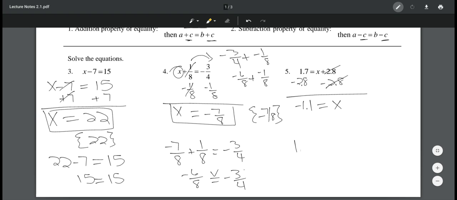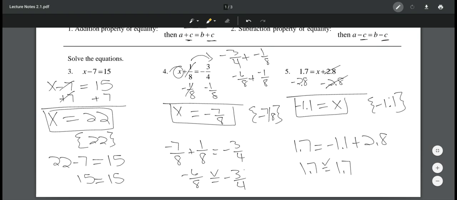When I check it, 1.7 equals negative 1.1 plus 2.8, and that is true. When you add negative 1.1 and 2.8, you do get 1.7. So that is my answer, and you can put it in braces. It may or may not ask you to, but just in case, you know that the braces mean that every number you put in those braces would be a solution to your problem.